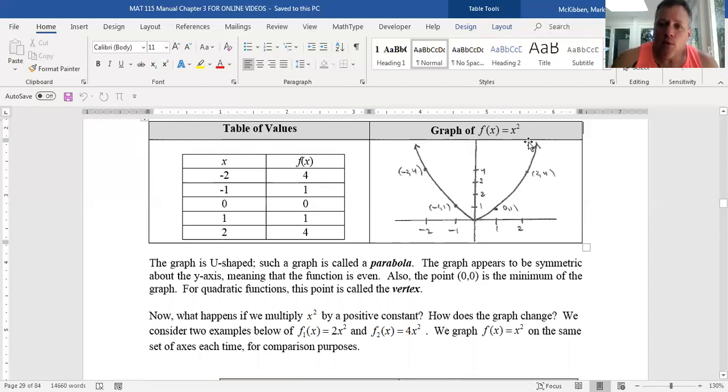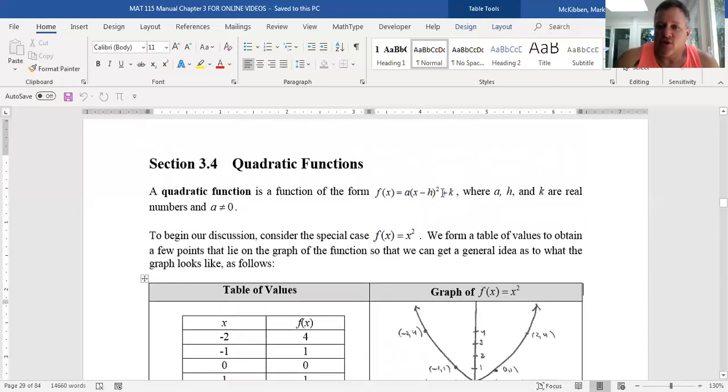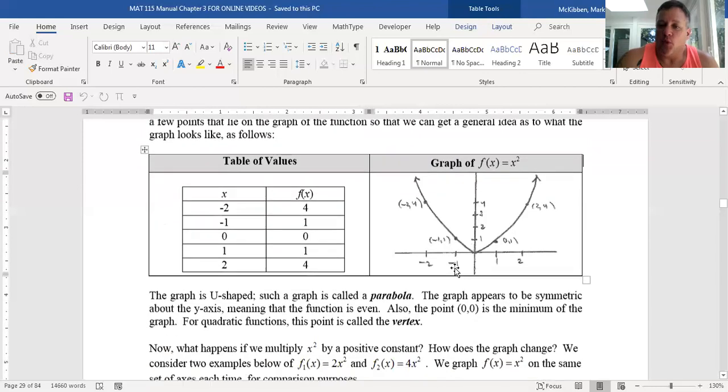But remember, we want to eventually graph functions like this. Right here, we assumed that a was 1 and h and k were both 0, but what if they're not? What we want to do is step by step show how to introduce these a, h, and k's so that we can get graphs of more general quadratics.